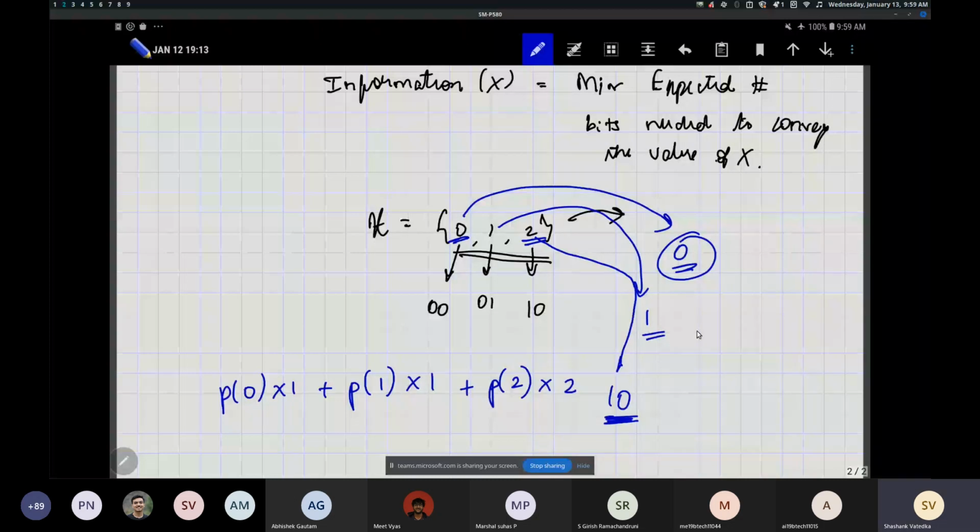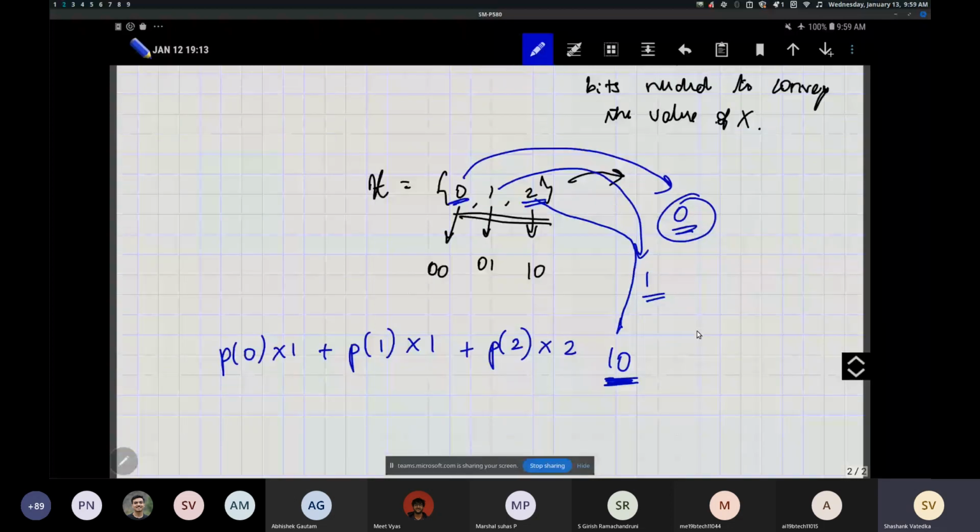So suppose that 0, 1, and 2 take probabilities, say half, 1/4, and 1/4, right? So what is the expected number of bits required to represent this?